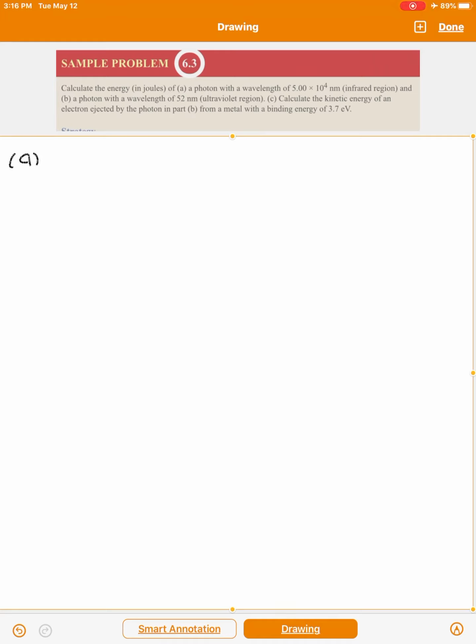This is very much like sample problem 6.2. The wavelength that is given for the photon in part A is 5.00 times 10 to the 4 nanometers. So let's convert that to meters so that we can do our calculations. 10 to the minus 9 meters is a nanometer. So that's going to be 5.00 times 10 to the minus 5 meters. So there's part A, we've got the wavelength.